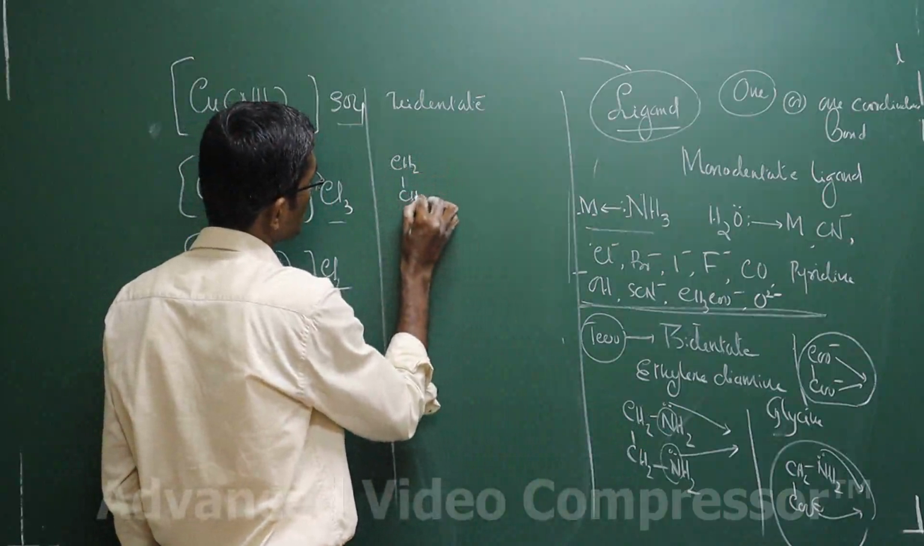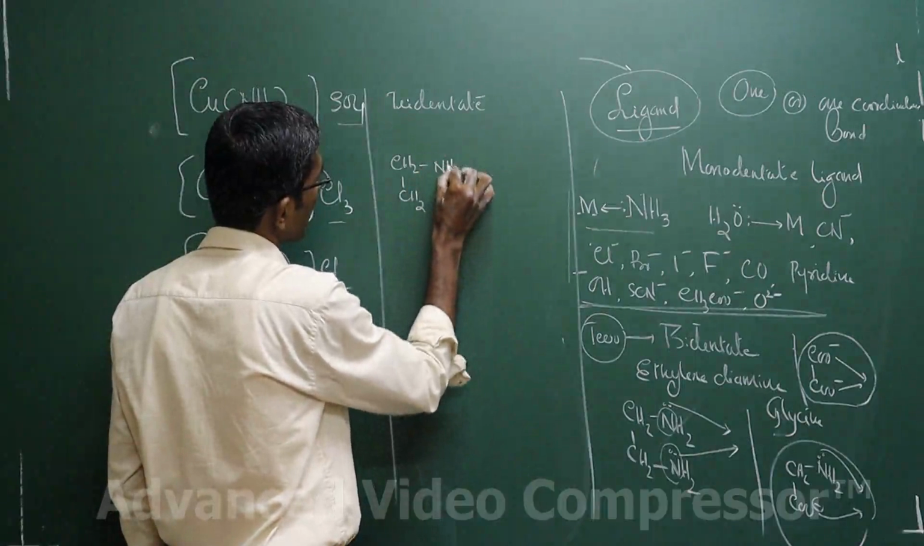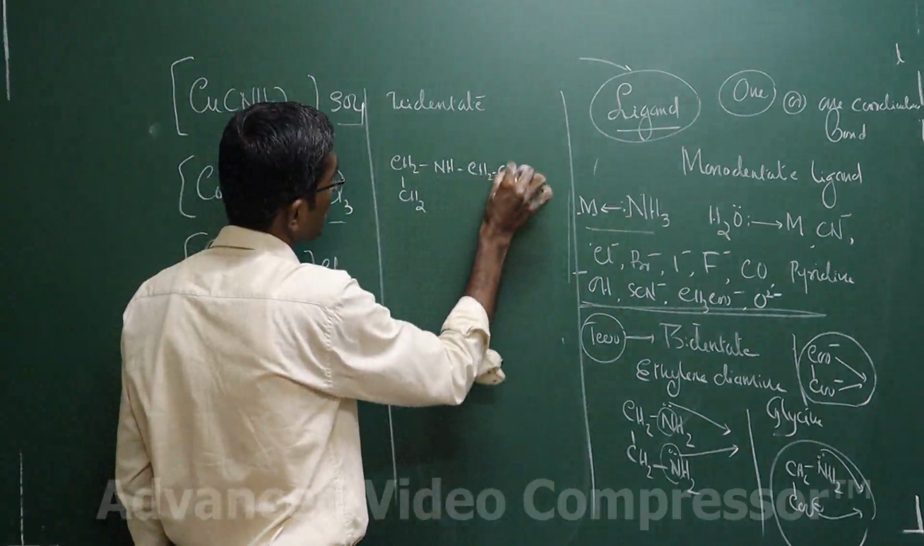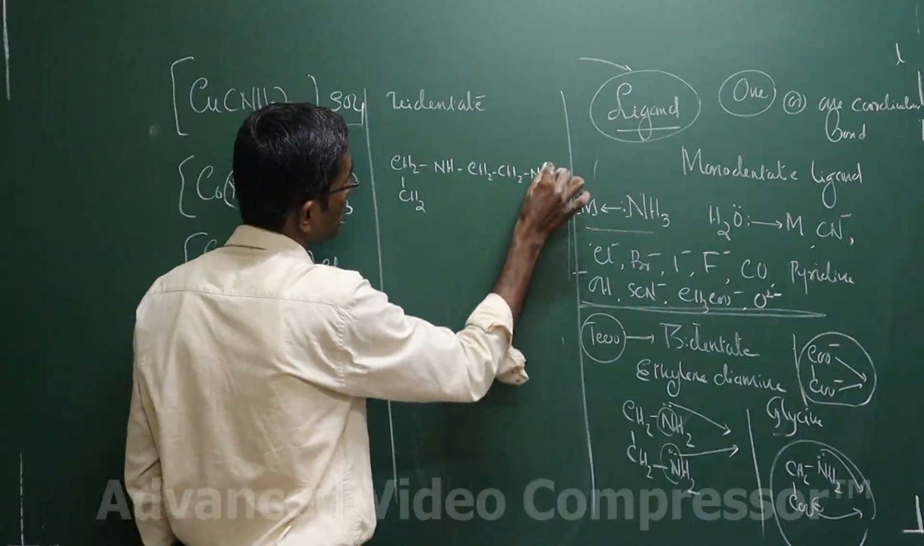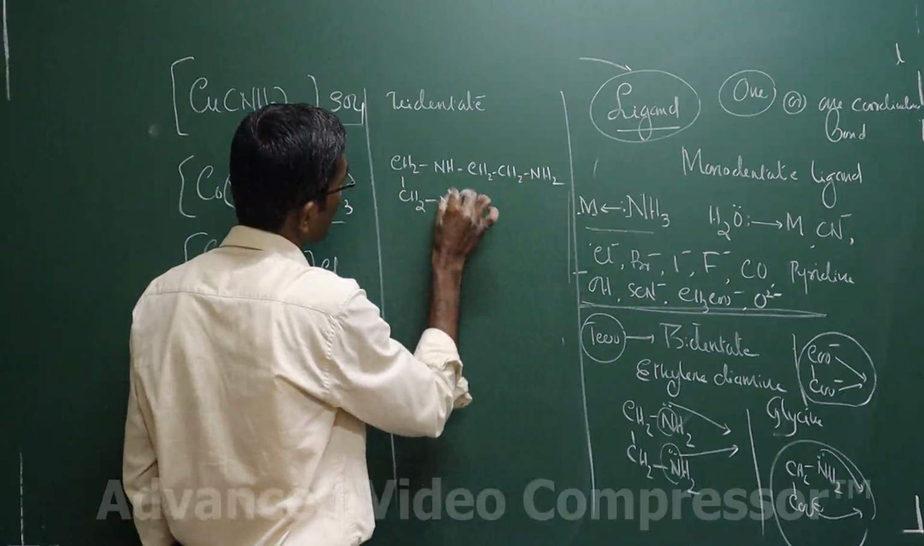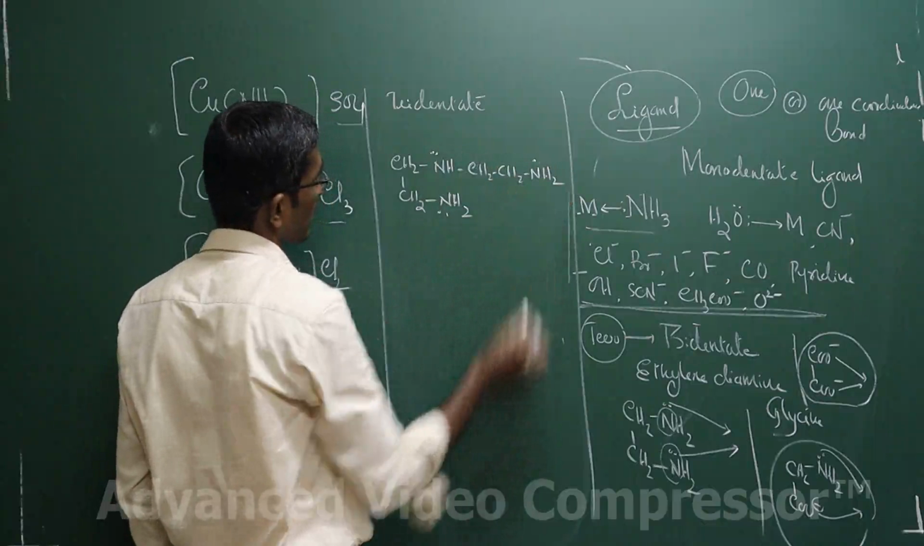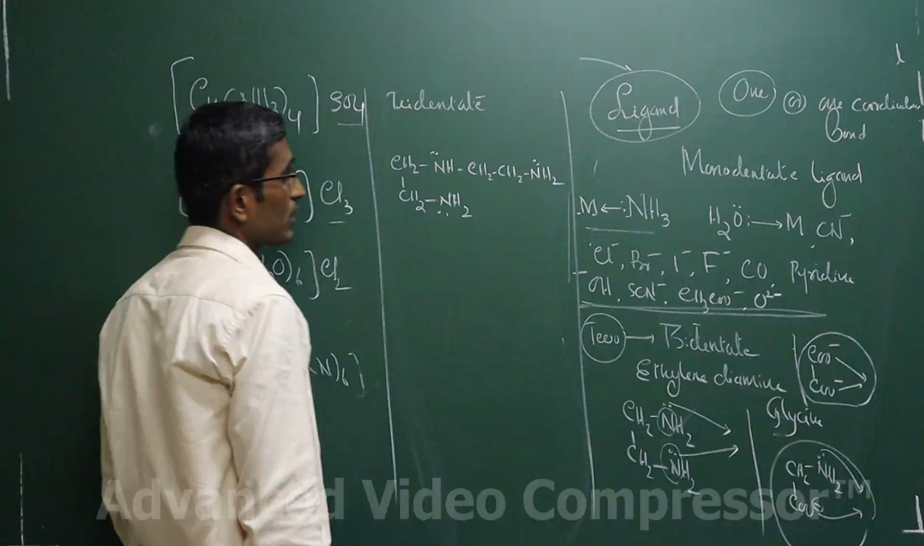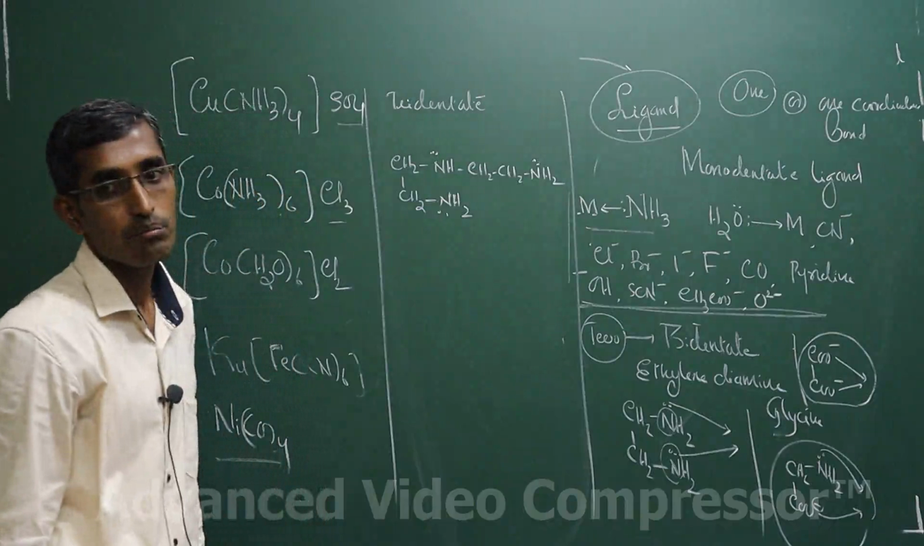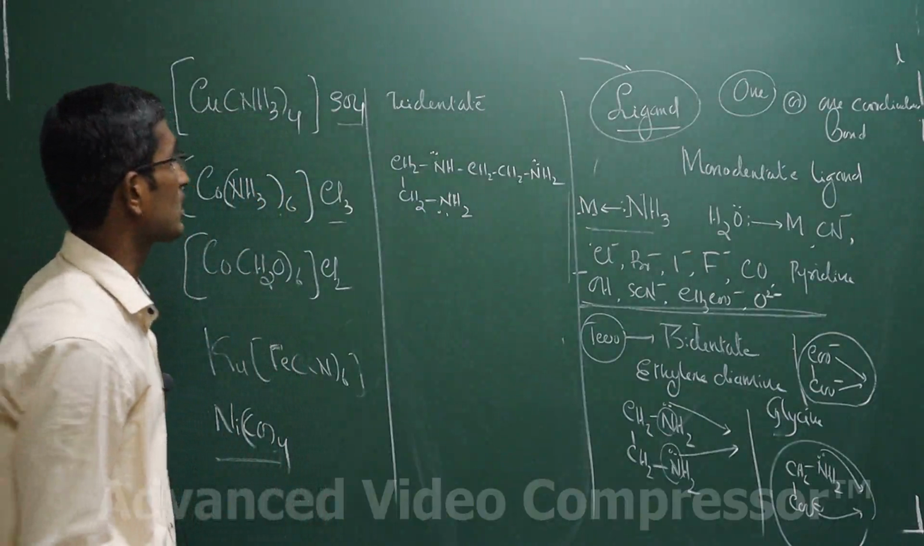CH2, NH, again CH2, NH2, right? This is anyhow NH2. How many nitrogen atoms do we have? Three nitrogen atoms. That means it can make three bonds with the central metal ion. That is, it is a tridentate ligand.